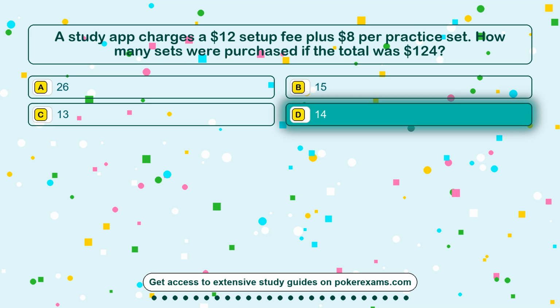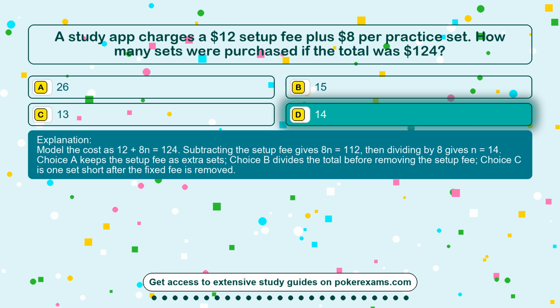The correct answer is option D, 14. Model the cost as 12 plus 8n equals 124. Subtracting the setup fee gives 8n equals 112, then dividing by 8 gives n equals 14. Choice A keeps the setup fee as extra sets, choice B divides the total before removing the setup fee, choice C is one set short after the fixed fee is removed.